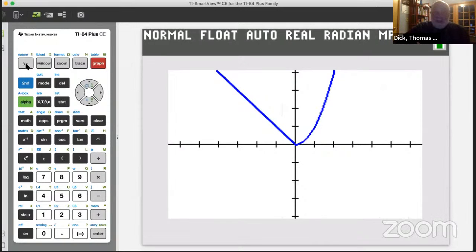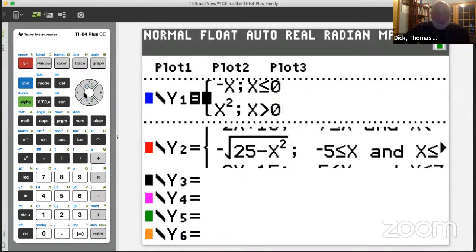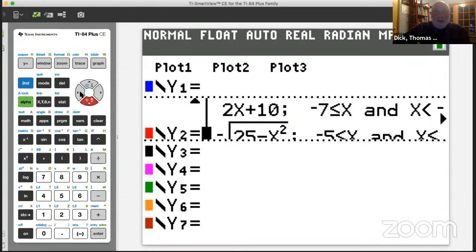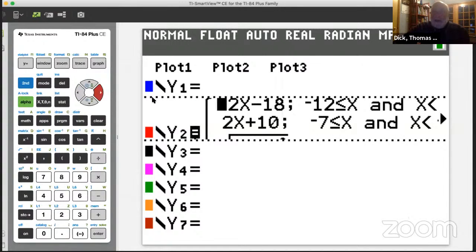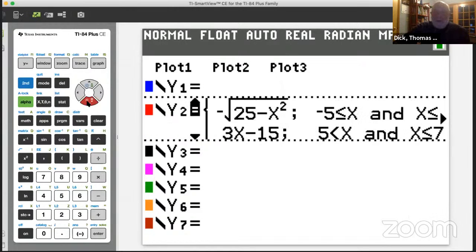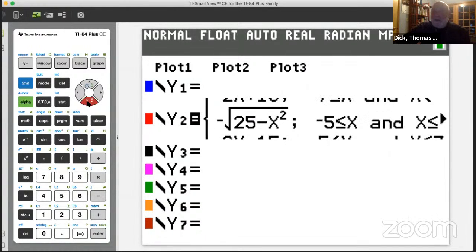But in this particular case, let me go ahead and clear out Y1. In Y2, I went ahead of time and put in that same formula. So this is our first linear piece, second linear piece. There's that bottom half of the semicircle, the bottom half of the circle, 2 more linear pieces. And that's our Y2. I don't think that window I had is going to be big enough.